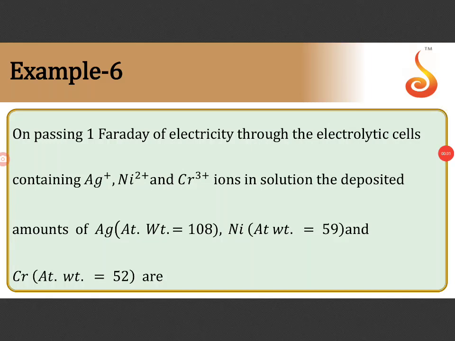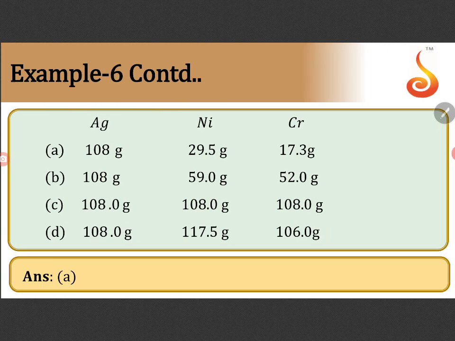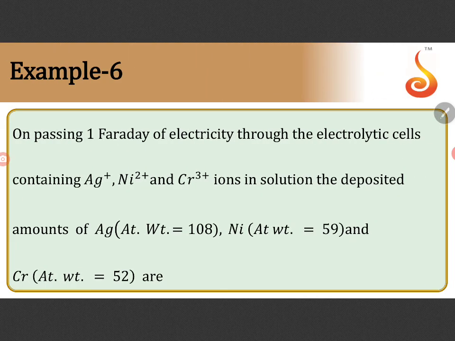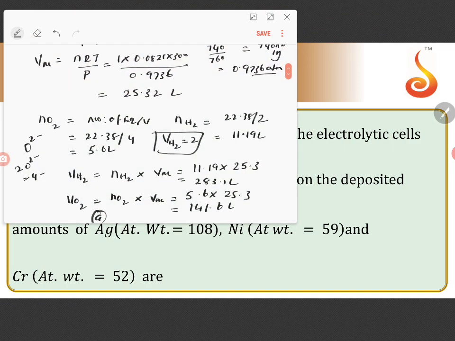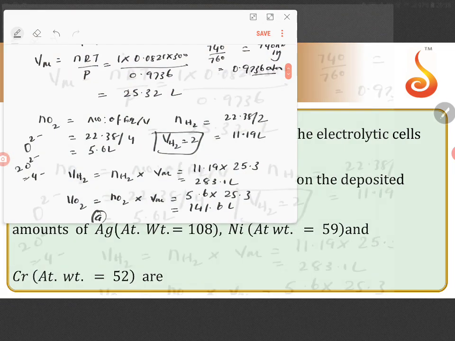This is example number 6, CET lecture 1, stage 1. On passing 1 Faraday of electricity through electrolytic cells containing Ag+, Ni2+ and Cr3+ solution, the deposited amount of silver, nickel and chromium. So as soon as you see this, children, this is Faraday's second law. They have given the multiple options. So as soon as you see this, you should get Faraday's second law.